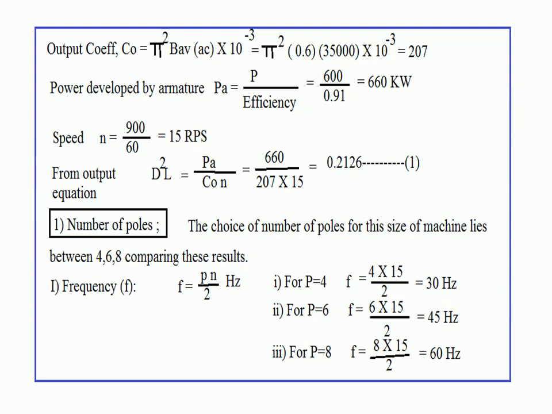To design the number of poles, we have to follow the first condition: frequency should lie between 25 to 50 hertz. By the trial and error method, you can go for P equal to 4. What is the frequency? 30 hertz. Similarly, P equal to 6, 45 hertz. Similarly, P equal to 8, 60 hertz. These are the possibilities. Around 25 to 50 hertz, you calculate.